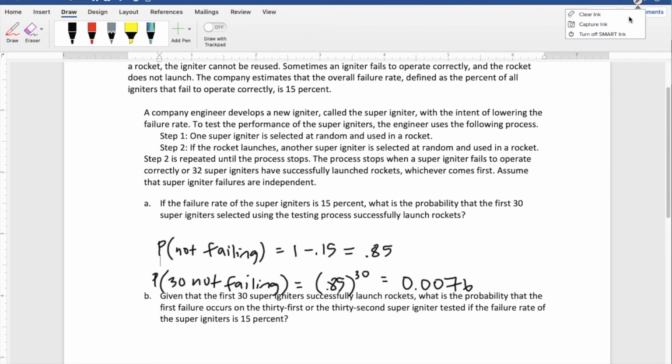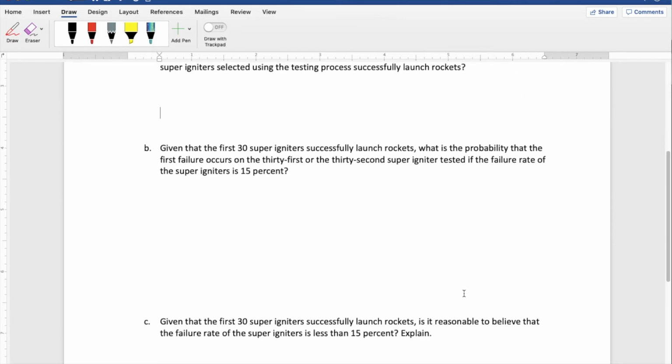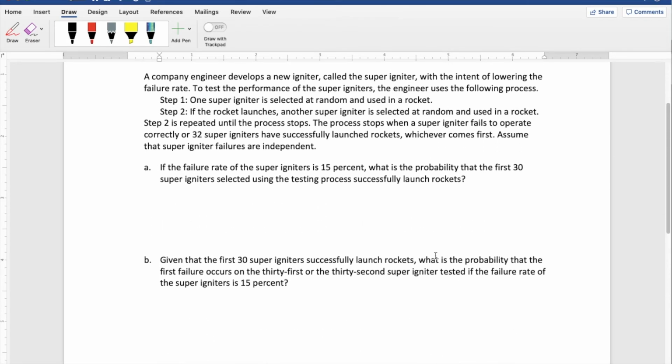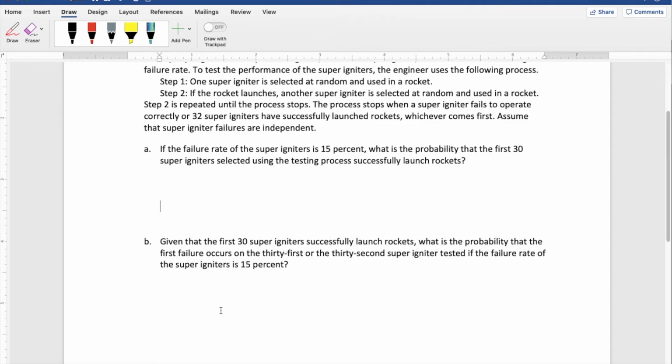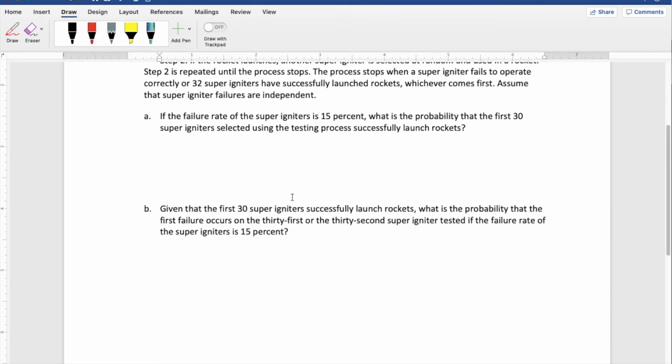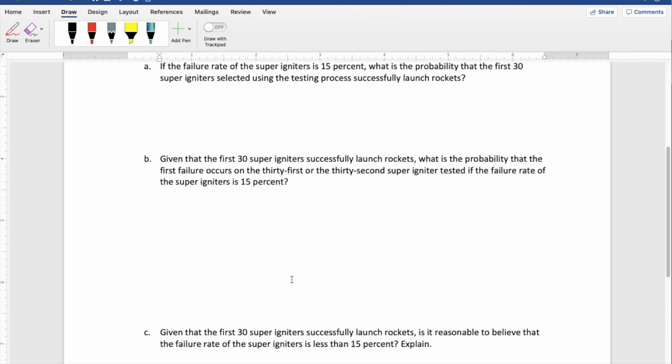And then part B is saying, given that the first 30 igniters successfully launch rockets, what is the probability that the first failure occurs on the 31st or the 32nd super igniter tested if the failure rate really truly is 15%? One thing that I didn't mention on part A that's also going to apply in part B is that they did tell us to assume that the super igniter failures are independent, meaning that whether one super igniter fails or doesn't fail has no impact on the next one failing or not failing. So that is allowing us to keep that 15% or 85% the same for each trial because they shouldn't be affecting each other. Each rocket is independent of the next.